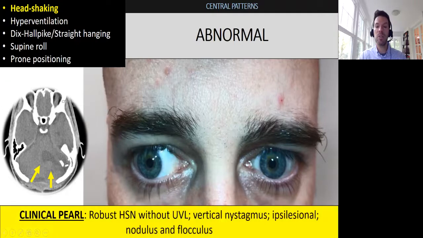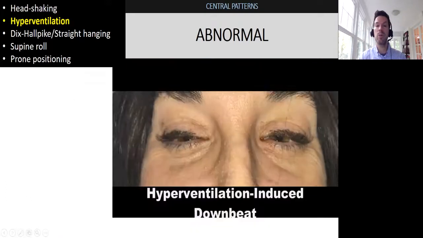but he was still left with this central pattern of head shaking nystagmus. Also, if you shake the head horizontally, and like I said before, the eyes move vertically, upbeat, usually downbeat in different cerebellar conditions, that's a central pattern. Also, if it's ipsilesional, so the patient has a left-sided lesion, you shake the head and you see left beating nystagmus acutely, that's another central pattern.